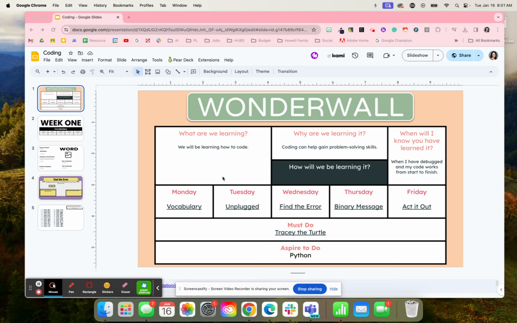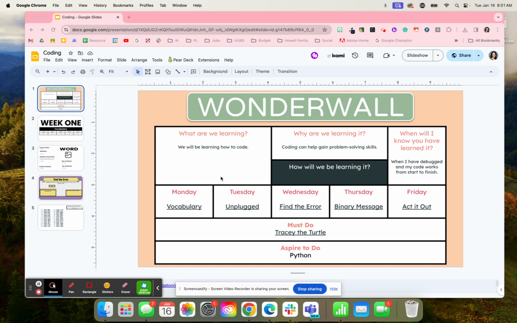Here is a coding wonder wall where students are learning how to code. And this is just one way that you could organize your lessons for the week, and they could be like bell ringers. So students are going over John Hattie's three questions. What are they learning? Why are they learning it? And when will they know that they've learned it? And then they're going to see how will they be learning it.